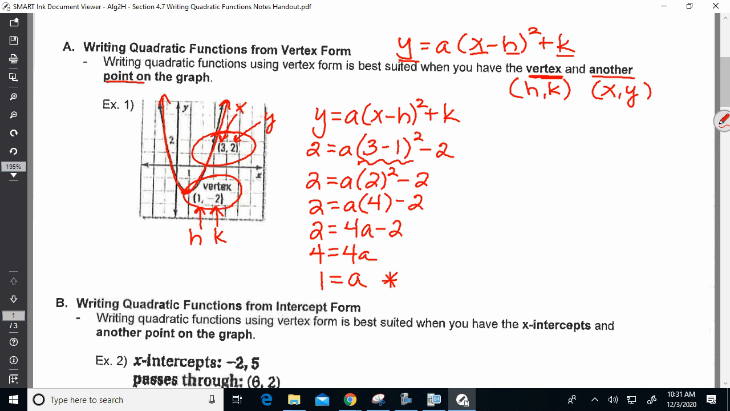So the a value is important. We need that to write the function. So we're going to write our answer using only a, h, and k, because we want our function to work for any point, not just the one that they provided to us.